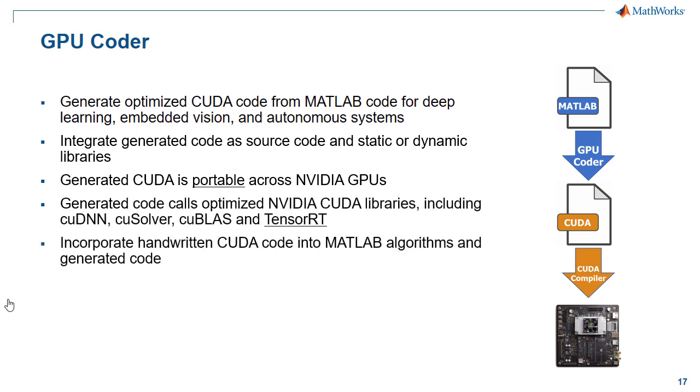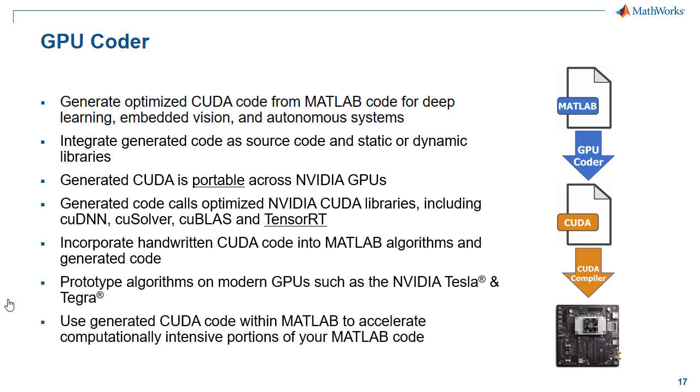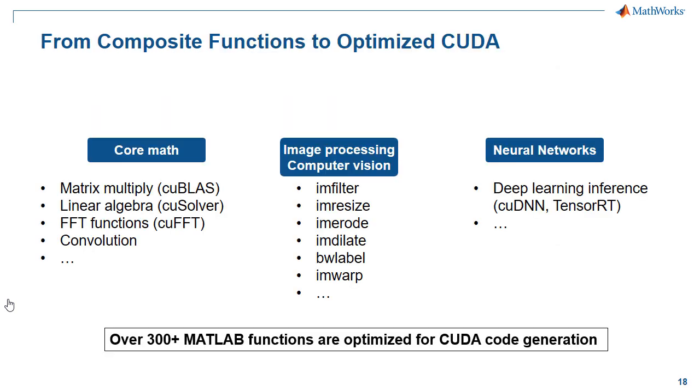Now the generated code calls into optimized CUDA libraries, for example, cuDNN, cuSolver, cuBLAS, TensorRT, cuFFT as well. And if you already have existing handwritten CUDA code, you can incorporate all of that together with just a couple lines of code. And obviously you can run all this on different sorts of hardware platforms.